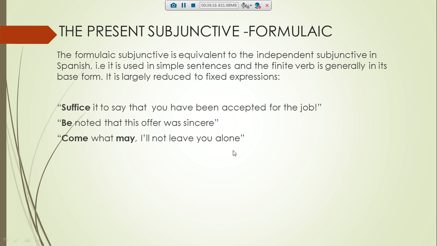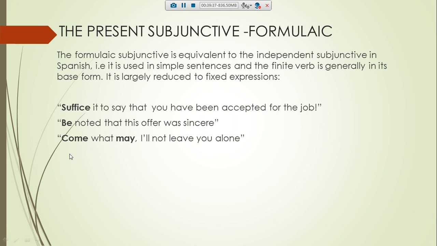Pase lo que pase. In this case, come is not in its base form because of the presence of the modal auxiliary may, because it's an alternative to may come. Whatever may come, so come would be a bare infinitive. But anyway, this is taken as a formulaic subjunctive.